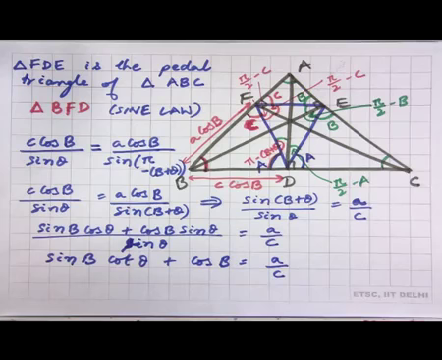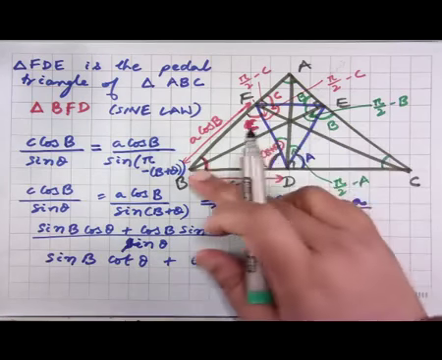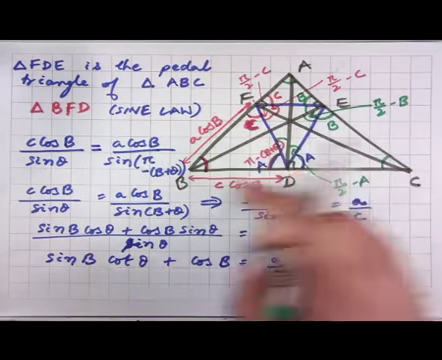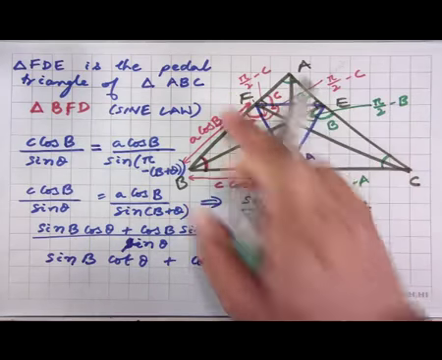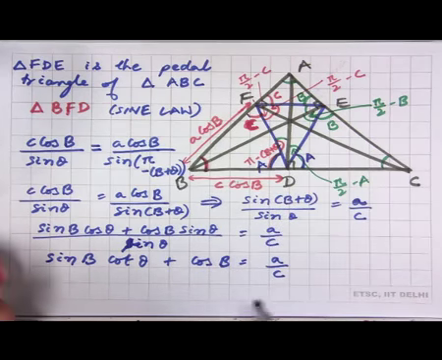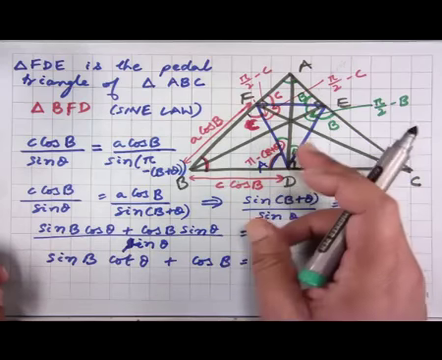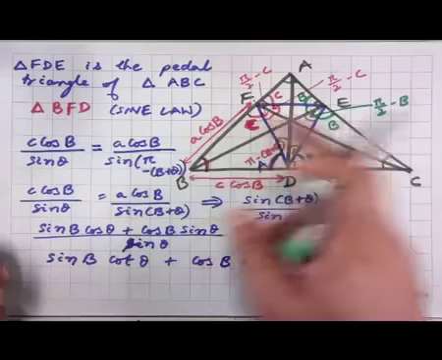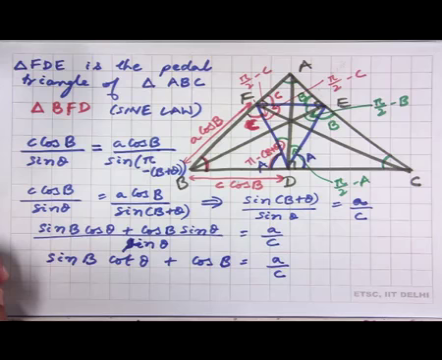So the angle BED is equal to the angle BEF, and that is equal to pi by 2 minus B. So now if we look at this figure here, we have the exact expression for all the internal angles of this pedal triangle FDE.